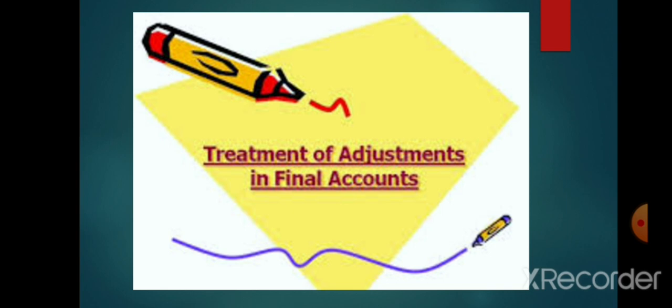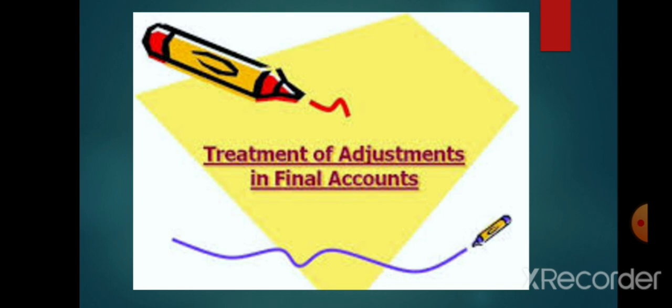So now what do these adjustments mean? Adjustments means bringing into record all those items which have not been included in the trial balance, like bringing into records all those items of expenses and losses, incomes and gains of the current period that have not been recorded in books of accounts.